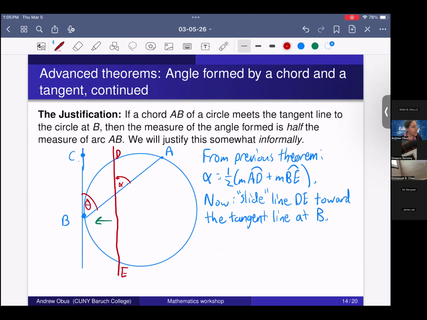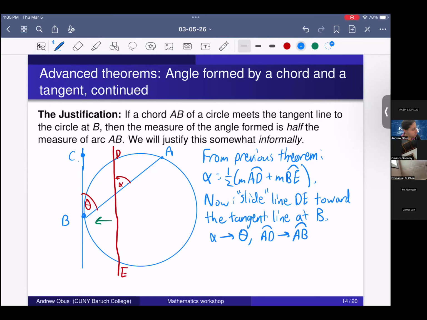So as we slide it towards the tangent line at B, alpha eventually becomes theta, right? We slide this longer and longer and longer. Eventually, this alpha becomes theta. As we keep sliding this along, arc AD becomes arc AB, right? Because D goes to B.